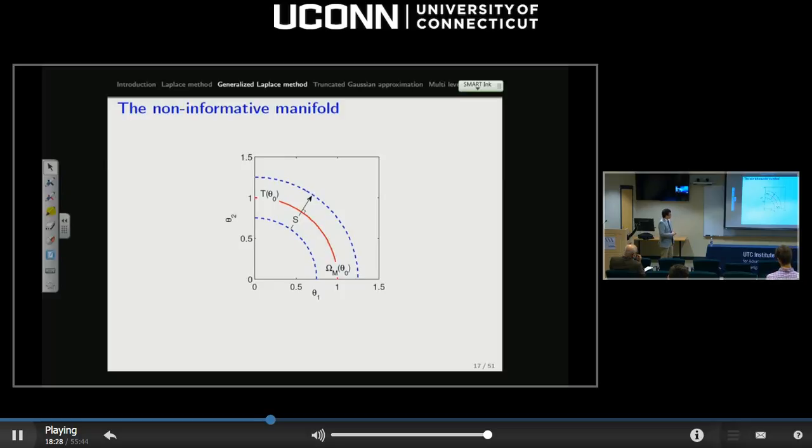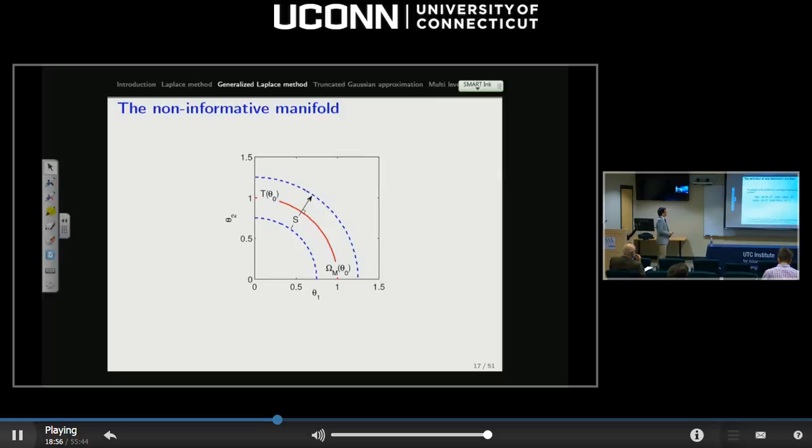And then guess what we can do. What we can do is basically do Laplace in the orthogonal direction, right? Because in this direction there's a single point estimation, and the conditional distribution will be a Gaussian, right? So for a fixed point on the manifold, we can do Gaussian approximation for the posterior.